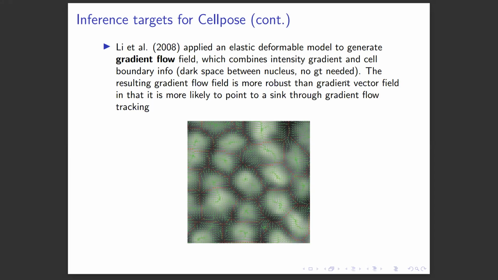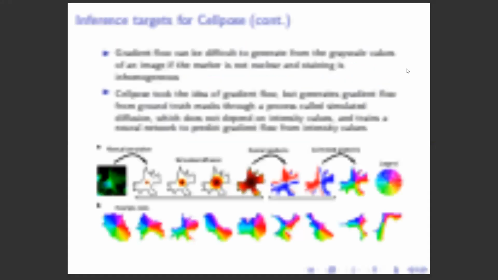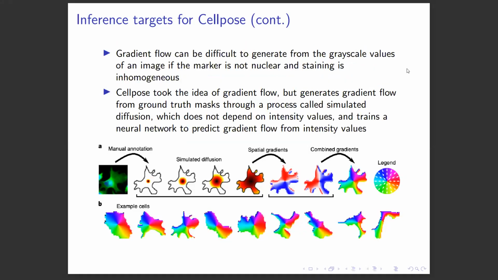And so some really smart physicists came up with an elastic deformable model. They transform the gradient vector into gradient flow. This gradient flow is more robust than the gradient vector field, which is only based on the pixel intensity. It's more likely that if you follow the gradient, it will point to a sink. So that's sort of the state of the art before deep learning comes along.